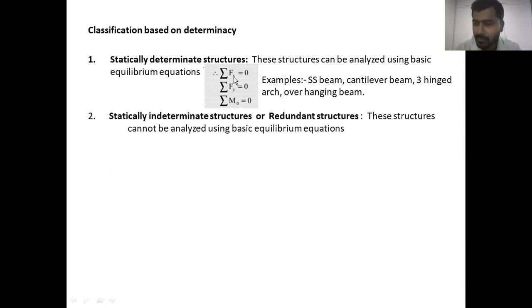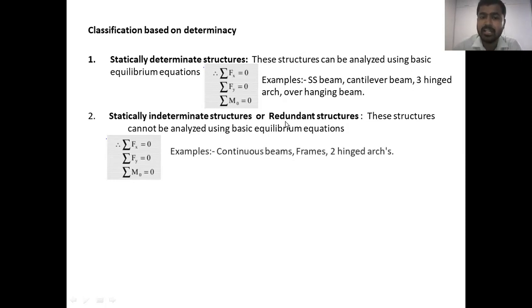What do you mean by indeterminacy? Indeterminacy is nothing but when I have a greater number of unknowns while the equilibrium equations are only three. I have only three equilibrium equations: Fx equal to 0, Fy equal to 0, and M equal to 0. But the number of unknowns is more than these three. So such a type of structure is known as a statically indeterminate structure or redundant structure. Let us take an example of this one. What will be an example of this one?